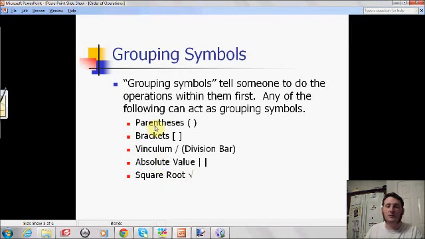In this lesson, we'll see parentheses. I don't remember if there were any brackets or not in the examples I used, and we'll also see a division bar a time or two. And of course, we'll see absolute value and square roots more later in the year, and I just want you to be aware that if there are things inside of them sort of all together, then they are also acting like a grouping symbol.